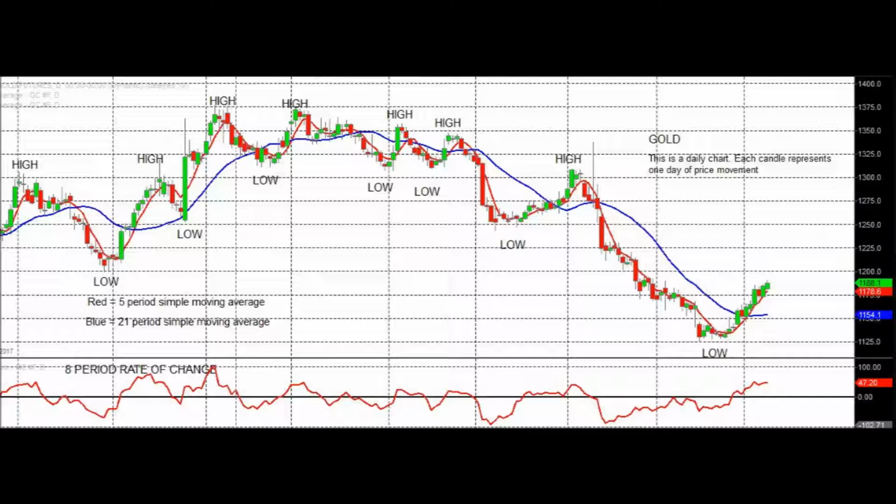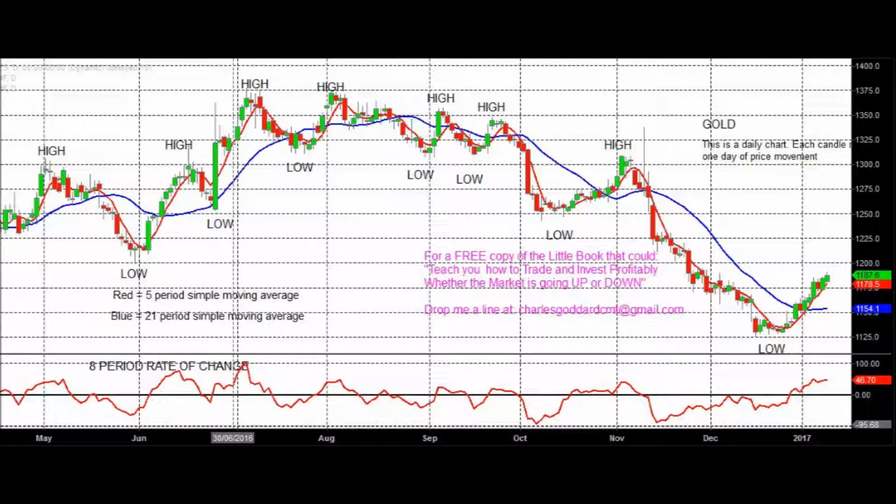And what the short sell does is it allows you to make money while the price of something is going down. So in this case, when we see the red line cross the blue line, so in this case crossing below the blue line, we are going to go short this.